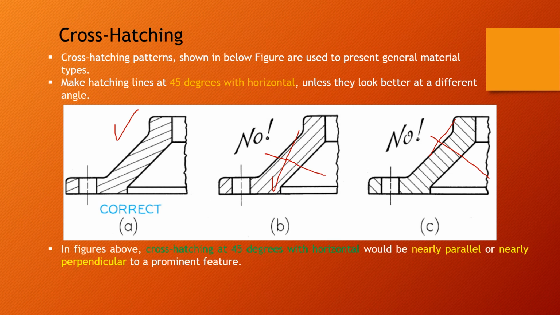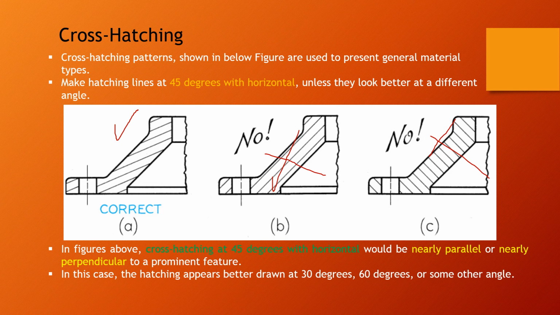In the figure above, correct hatching at 45 degree with horizontal would be nearly parallel or nearly perpendicular to a prominent feature. In this case, the hatching appears better drawn at 30 degree or 60 degree or some other angles.